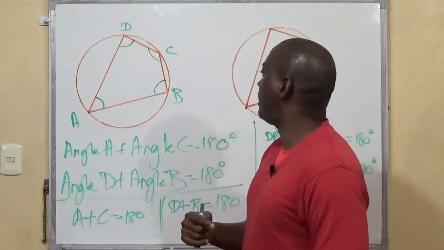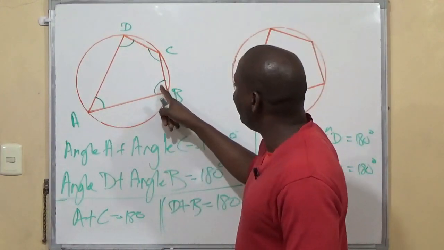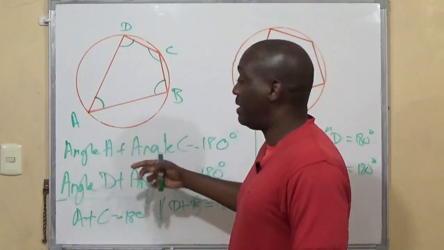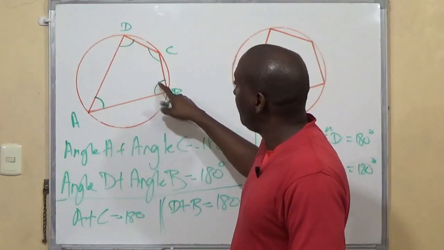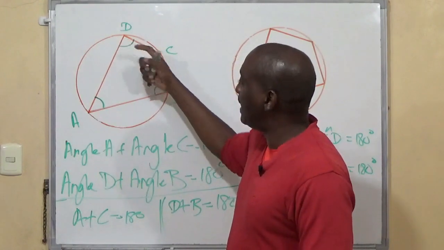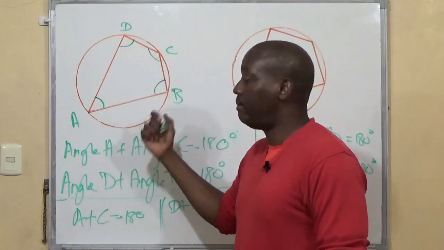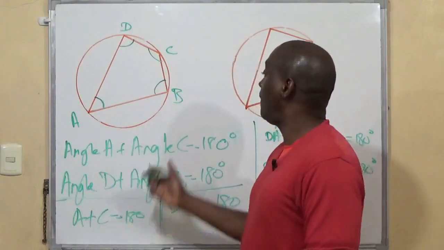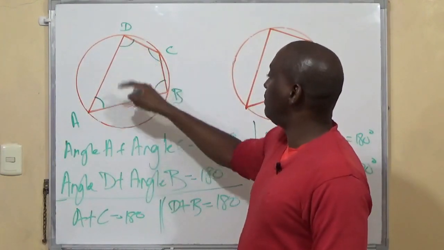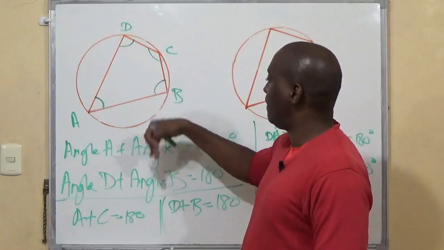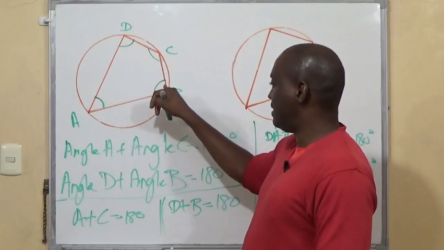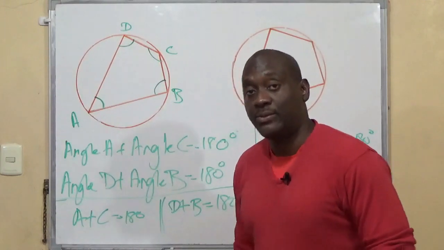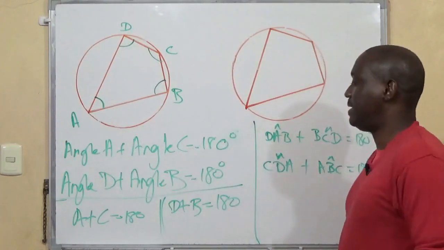Let us say, for the sake of argument, that this angle here is 92 degrees. What this theorem means is that if this angle is 92 degrees, then we could find this angle by invoking this particular theorem, where the opposite angles of a cyclic quadrilateral are supplementary, and we say therefore that this angle will be 180 minus this angle. In this case, if this angle is 92 degrees, then this angle D here will be 180 minus 92, which is 88 degrees.